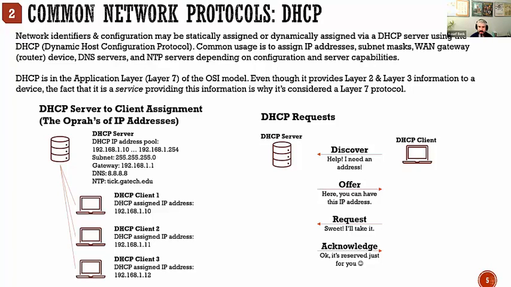Tying back to the OSI model, one of the things I found interesting in researching this, because at first I was like, oh, DHCP, it's probably layer 2 or layer 3. It's definitely an argument online, but where I landed, and I think makes sense, is that DHCP is a service that provides the information, which is layer 2 and layer 3 information, but it seems to be mostly considered a layer 7 protocol, which I thought was interesting.